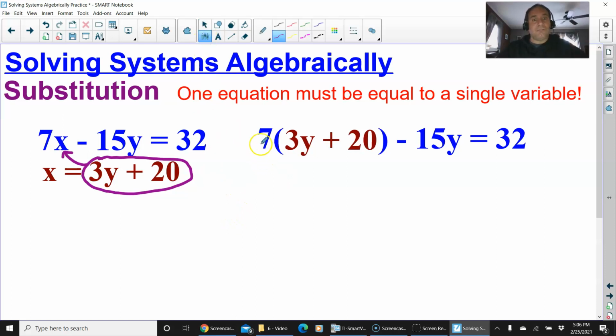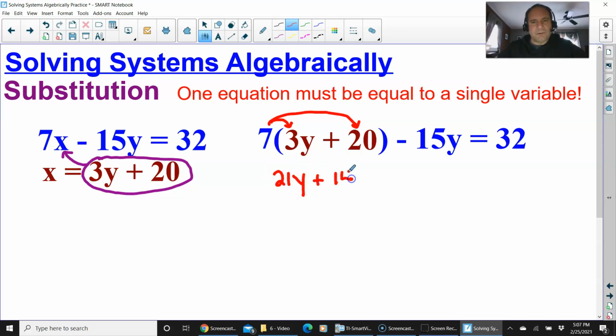And so now I have all y's. You notice that this is a y and this is a y. Now you can solve this equation, because you can't solve an equation with two different variables. So you go ahead and now use the distributive property. So this is 21y plus 140. 7 times 20 is 140. Then you bring down the minus sign and the 15y equals 32.